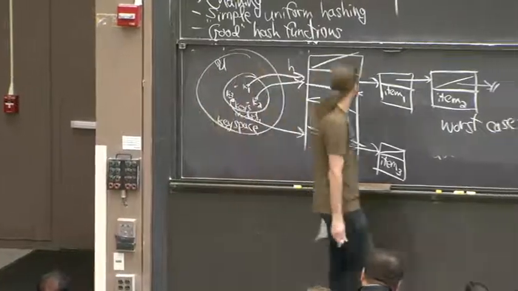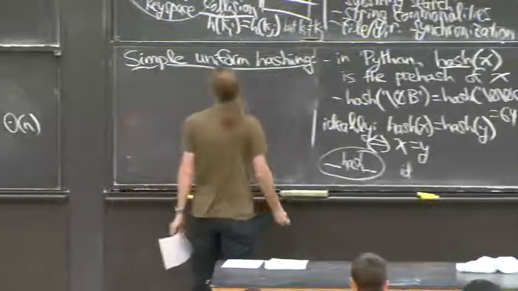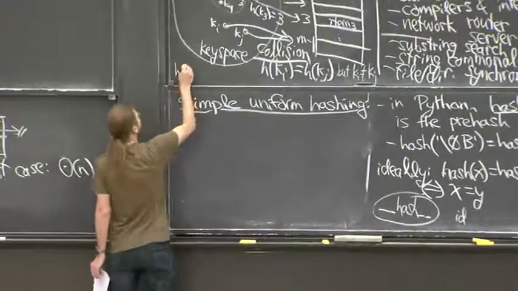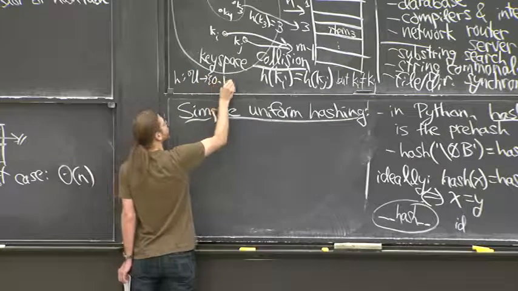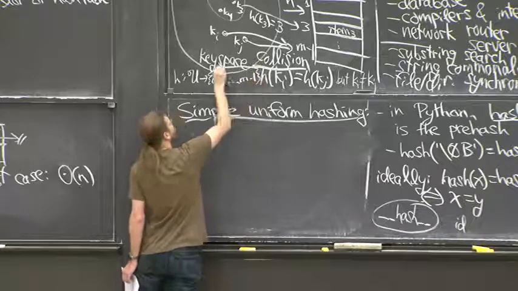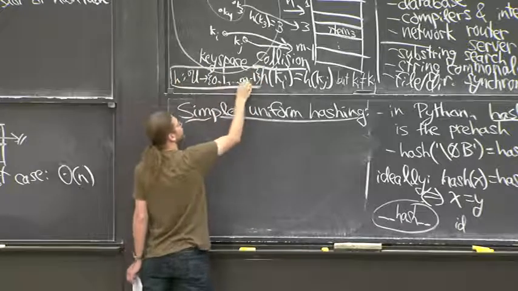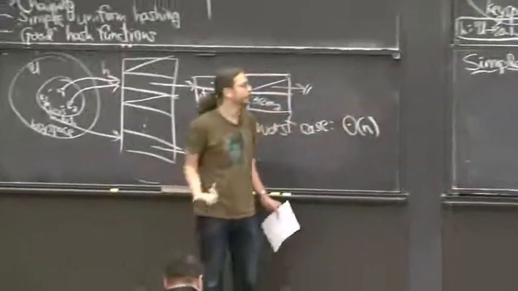OK, the hashing function, I guess I didn't specify up here. The hashing function maps your universe to 0, 1, up to m minus 1. That's the definition. So it's guaranteed to reduce the space of keys to just m slots. So your hashing function needs to know what m is.